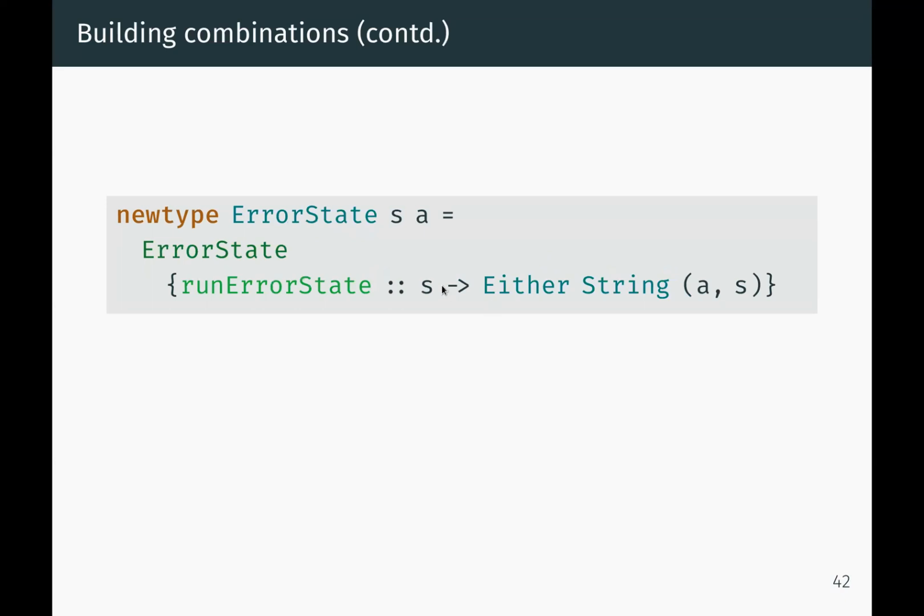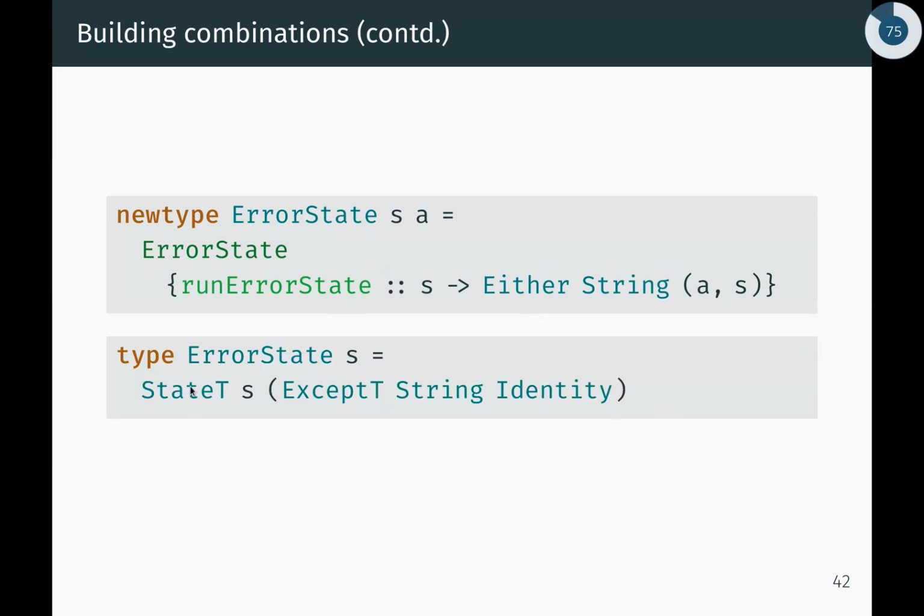And we had this one from your homework, this error state. So this is now a combination of the state monad and either. So we could write it as StateT with state type S, again, either String, or ExceptT String Identity. So basically, if you had known that before, then you wouldn't have needed to go through the trouble of writing the monad instances by hand.